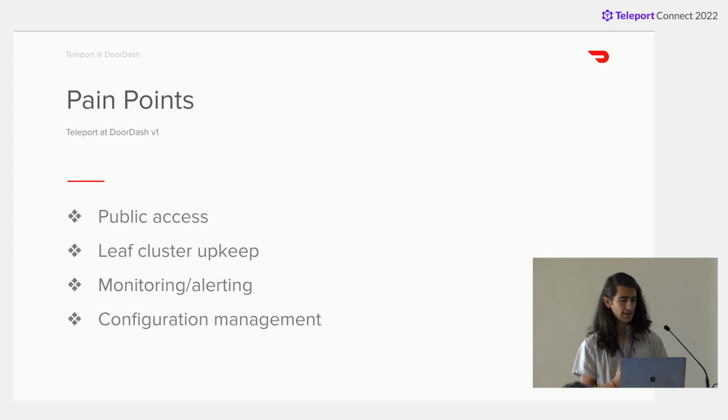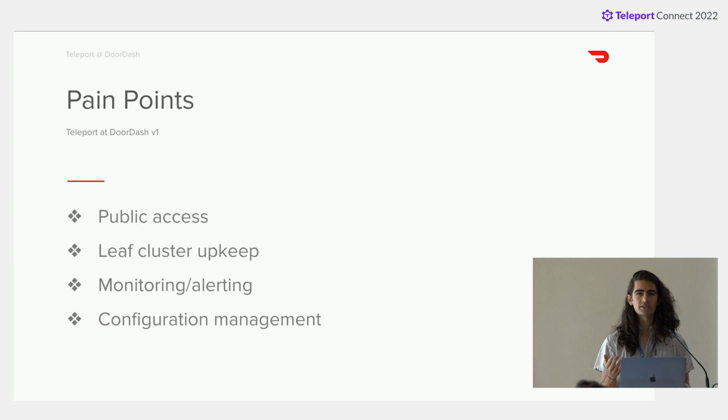On the remote workload side, we didn't have great monitoring and alerting. So we didn't really know when things were going wrong in our remote workloads. That was one area that we really needed to improve on in our next phase of Teleport. And then finally, configuration management. As I said, we were managing configuration via the UI, really not a long-term solution, so we wanted to iterate on that as well.